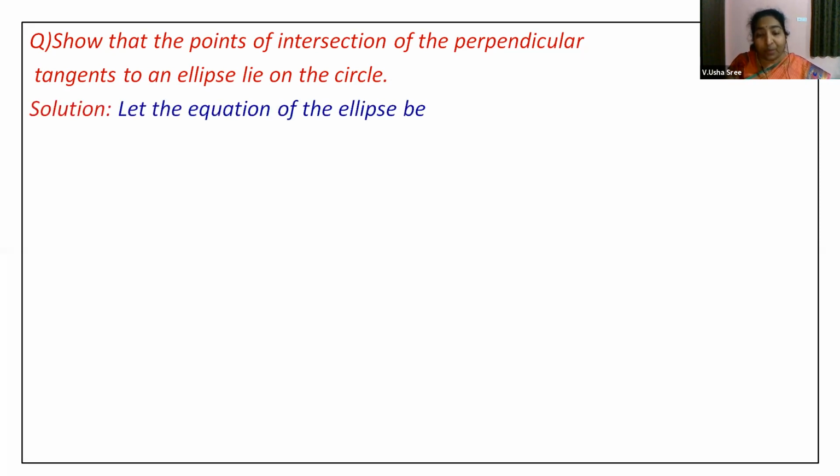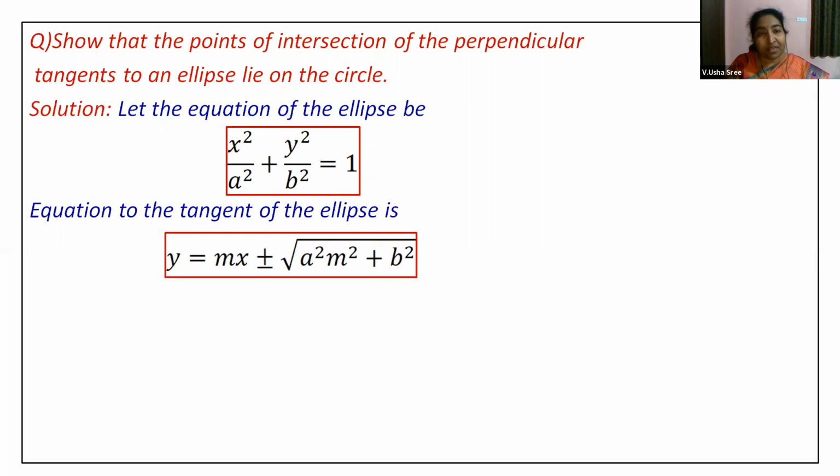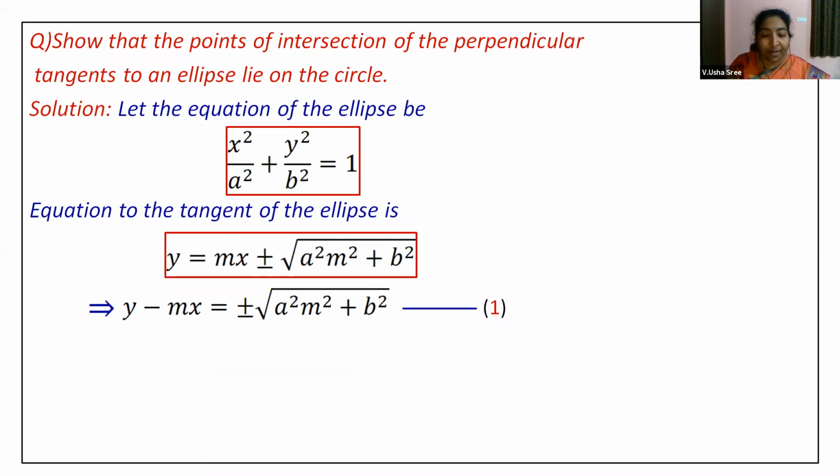So let the equation of the ellipse be x square by a square plus y square by b square equal to 1. We are just taking a general ellipse equation. Okay, then equation to the tangent of this ellipse will be given by y is equal to mx plus or minus root of a square m square plus b square. Extensively, we have used this in the previous problems. Now, I can rewrite this equation of tangent as y minus mx is equal to plus or minus root of a square m square plus b square. We will call it as equation number 1.